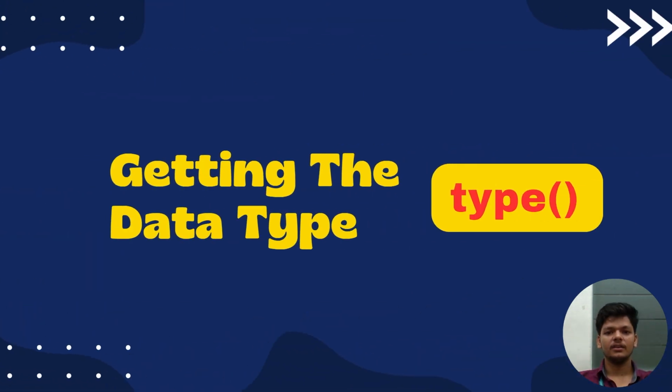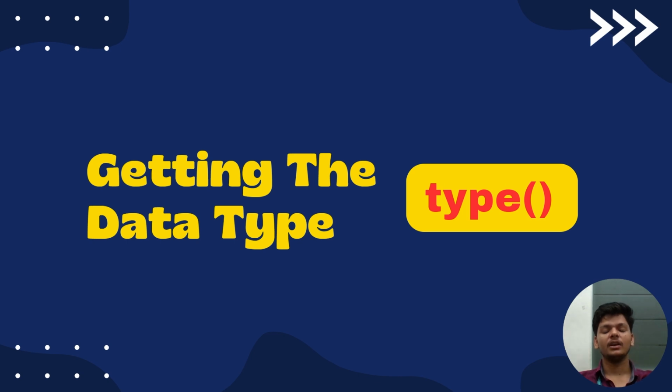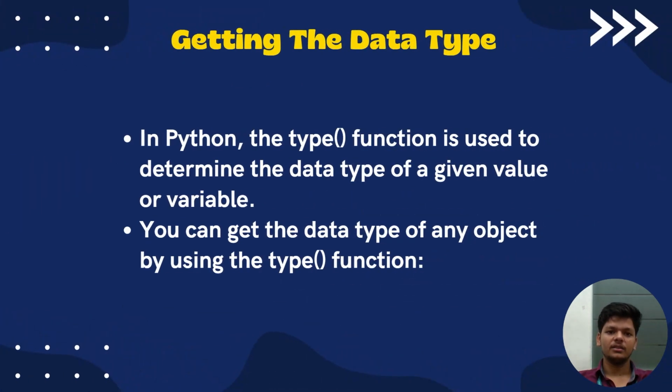And now we'll see how we can find the data type of a piece of data. In Python, the type function is used to determine the data type of a given value or variable. We can get the data type of any object by using the type function.